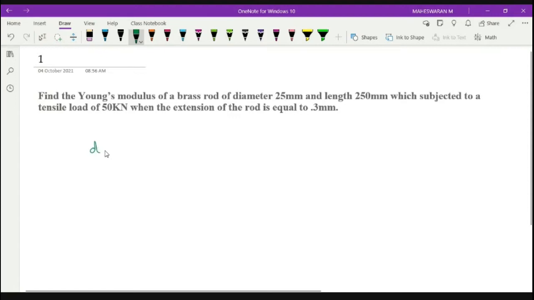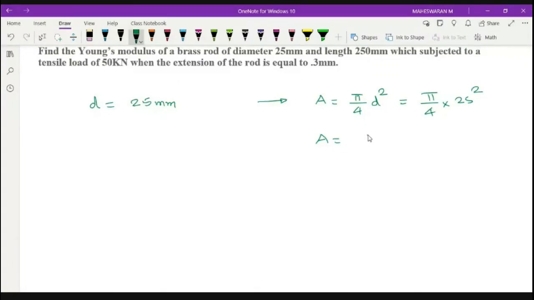So you have diameter D equal to 25 mm. In that case, I can identify the cross-sectional area. When I say diameter, your cross-section will be a circle, right? For a circular cross-section, the formula for area is pi by 4 d square or pi r square, which I can write as pi by 4 into 25 square. So what will be the area? Yes, thank you. It is 490.87 mm square.